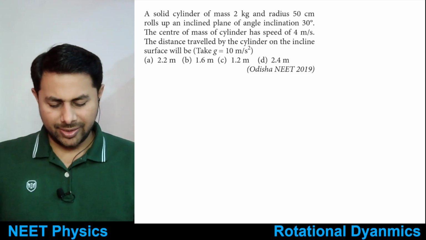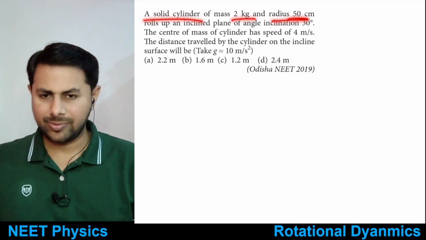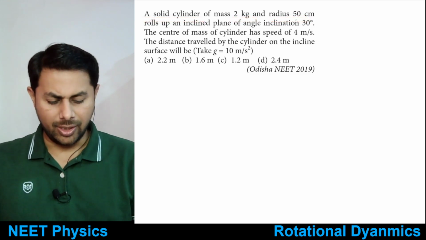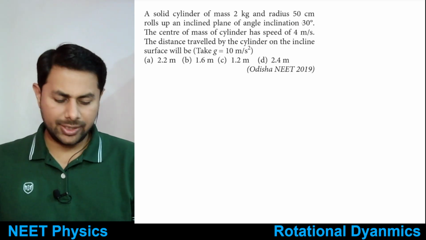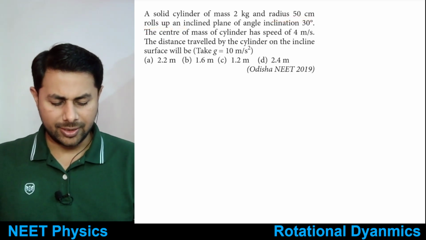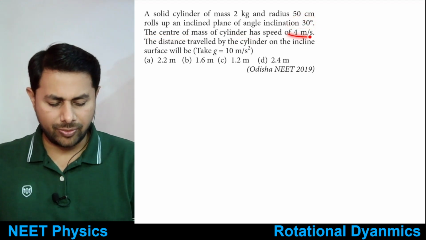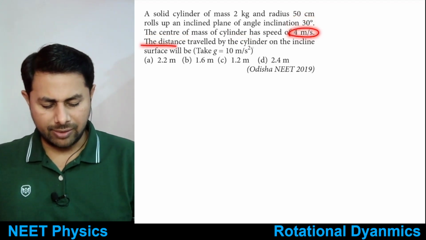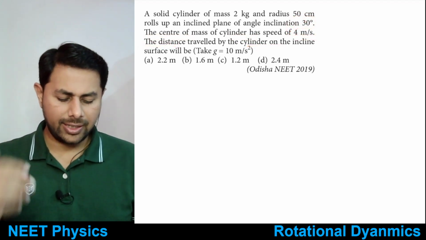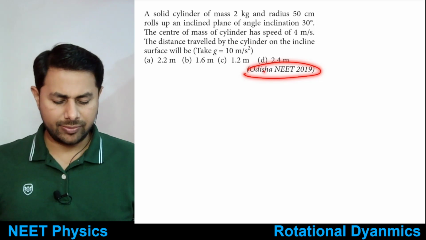Let's see the next one. A solid cylinder of mass 2 kg and radius 50 centimeter rolls up an inclined plane of inclination 30 degrees. The center of mass of the cylinder has a speed of 4 meters per second. The distance traveled by the cylinder on the inclined surface will be. Okay, what would be the distance traveled? This is the question.